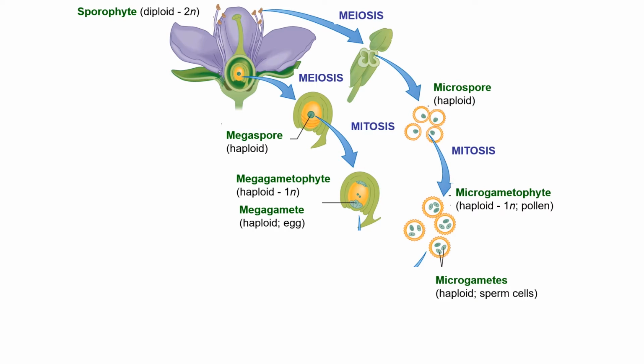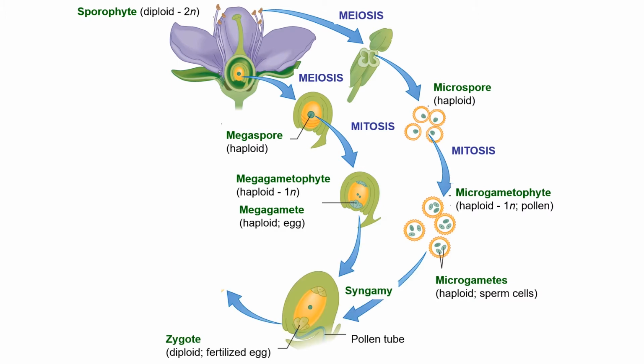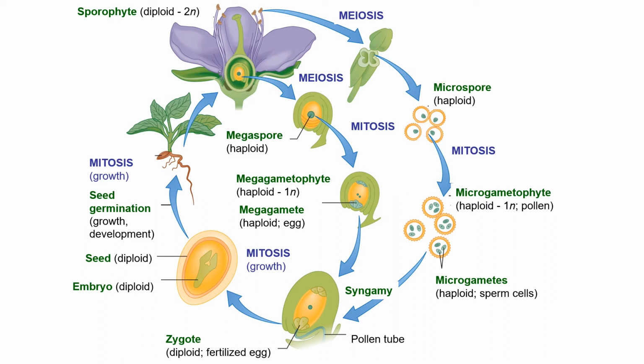And there's a male and a female version of the spore in this plant. Those spores grow by mitosis into gametophytes that are haploid, a micro and a mega gametophyte, the male and the female. And then those gametophytes form the gametes. Here's the egg, here's the sperm. So this would be where the pollen is formed. Those gametes fuse, they form the zygote, which is now back to being diploid, and is going to then grow by mitosis, develop the seed, which can then germinate and grow into the plant, and then produce more flowers.